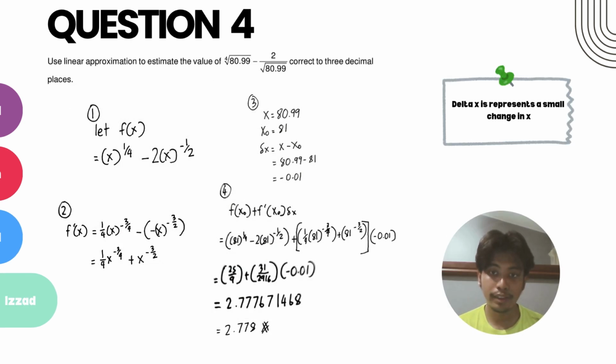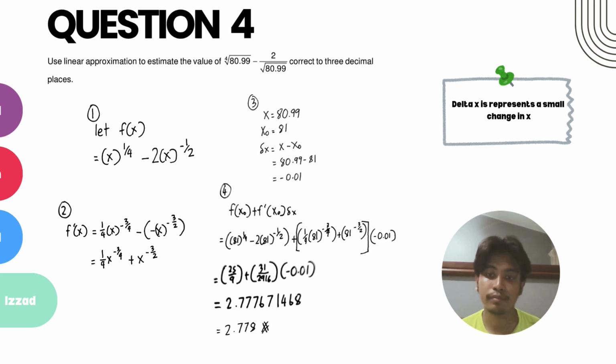Assalamualaikum, my name is Muhammad Izzat. In this slide, we're going to discuss question 4. As you can see, I have labeled it into 4 parts. So let's start. First one, let f(x) equal x to the power of 1/4 minus 2x to the power of negative 1/2. To make it simple, we exchange 80.99 to become x. That's why we got x.